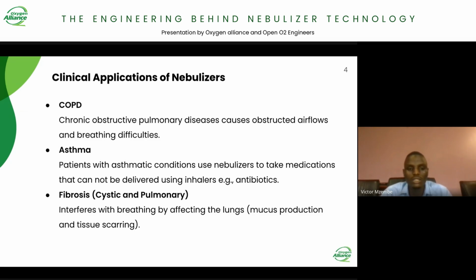Then the last condition is fibrosis. Under fibrosis, we have two types. It can be cystic or pulmonary. These conditions interfere with the breathing system by affecting the lungs. Cystic fibrosis can cause mucus production in the lung tissue, whereas pulmonary fibrosis causes tissue scarring.